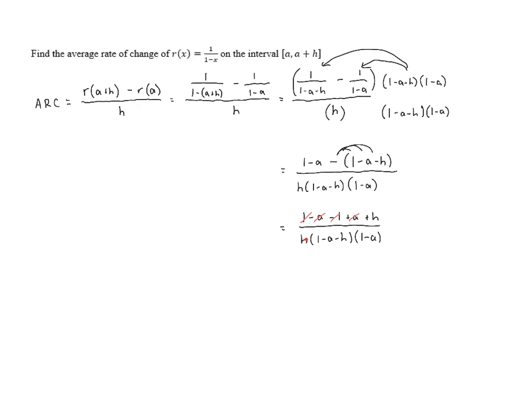And at this point, we can cancel out the h's because those are common factors in the top and bottom. And when we do that, that leaves us with 1 in the top because h is the same as h times 1. And so this leaves us finally with 1 over 1 minus a minus h times 1 minus a. And this is our final answer.